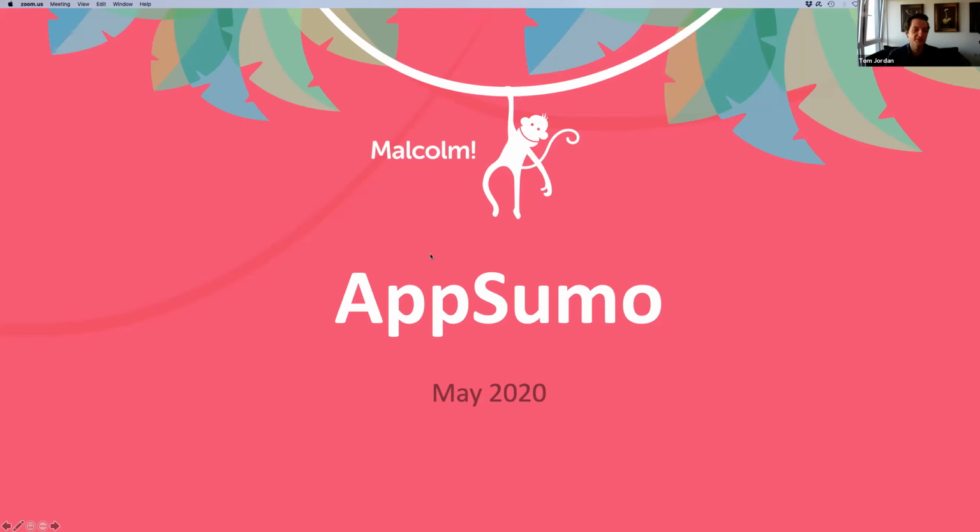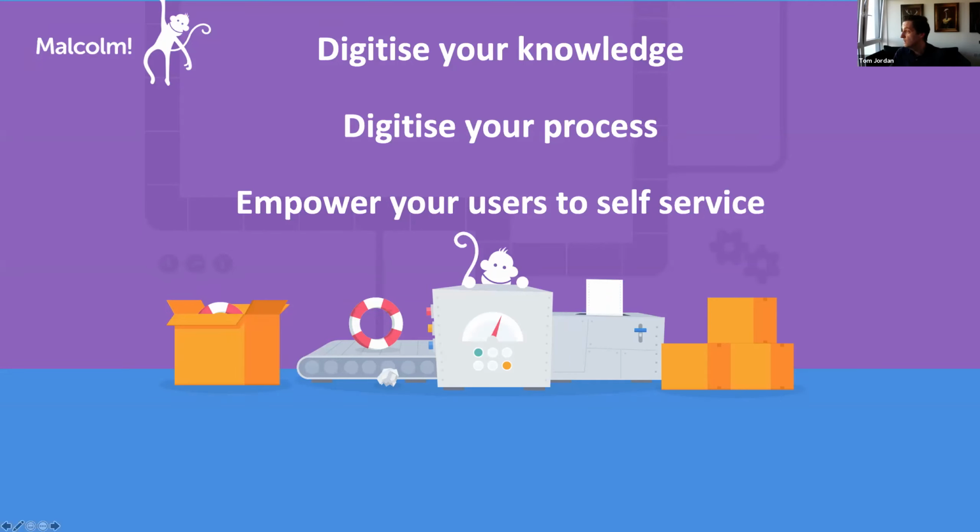Okay, so just very quickly before we dive in, not to do death by PowerPoint, but I wanted to go into a bit more detail of what I mentioned there, in that there's an awful lot of stuff you can do with Malcolm. The key concept really with Malcolm is about digitizing your knowledge, all the stuff you've got in your head, and digitizing your process. So all the stuff that takes up your day, responding to emails, filling out forms, asking your customers to do stuff. We want you to use Malcolm to basically let your users self-service. So it's a self-service platform, really.